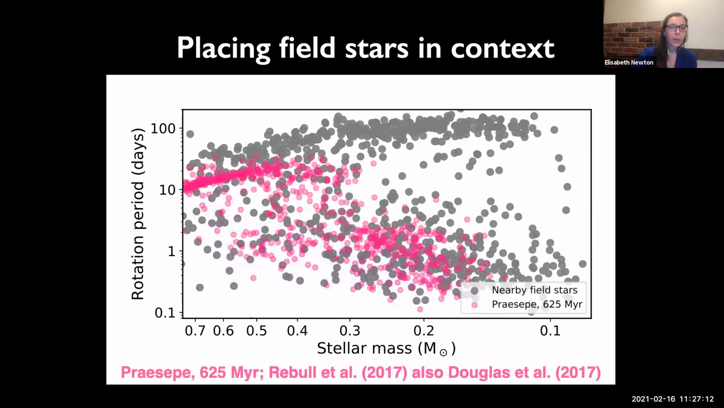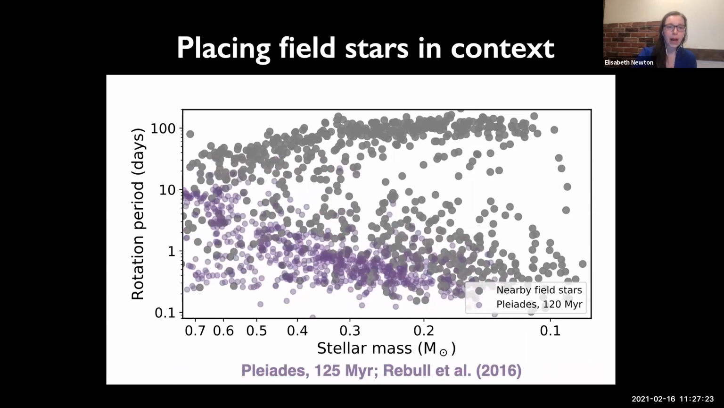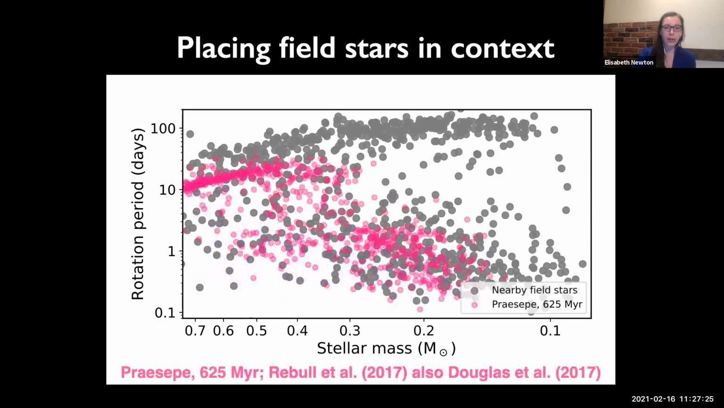Things look really different when we transition to one of these older clusters. So this is the Praesepe at about 625 million years. And there's been a substantial amount of evolution between 125 and 625 million years. So the most massive stars, the early M dwarfs, have converged to the slow sequence, like sun-like stars do. You can see that off on the left-hand side of the plot, assuming this is oriented the same way.